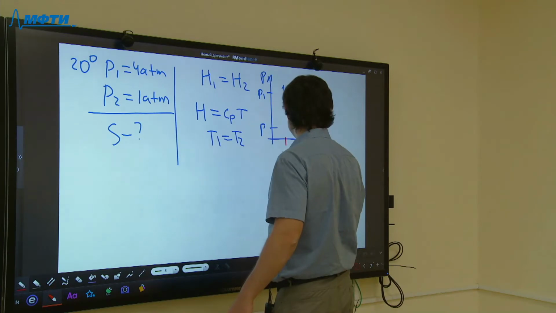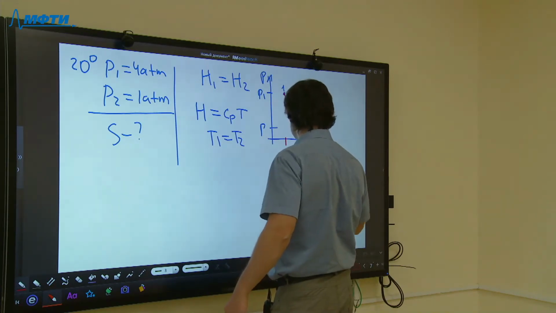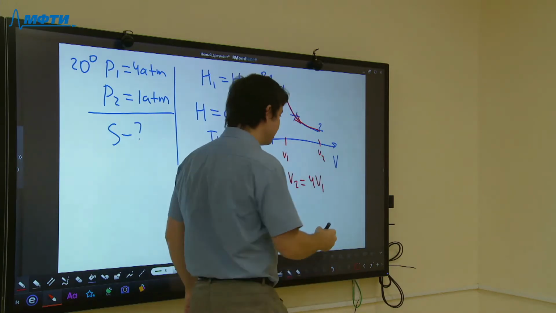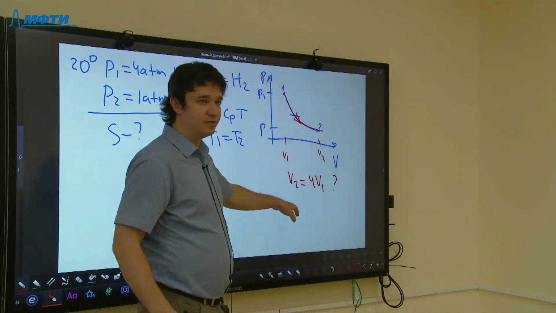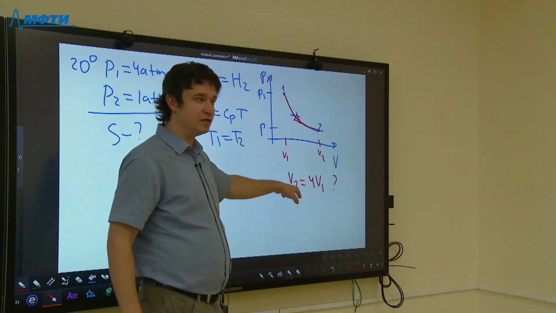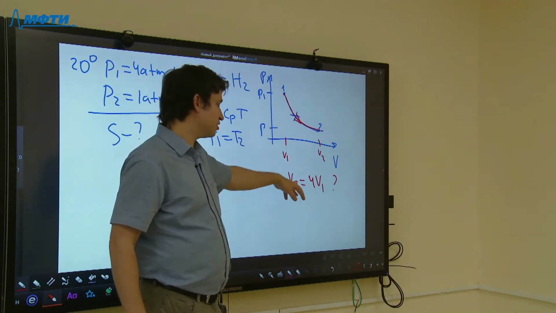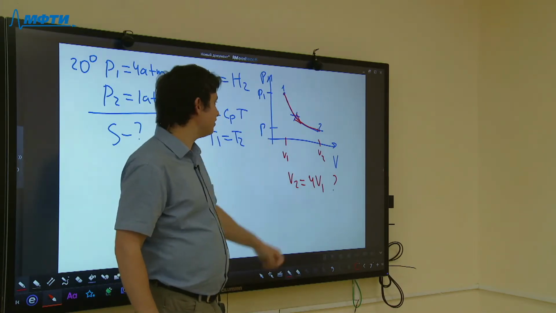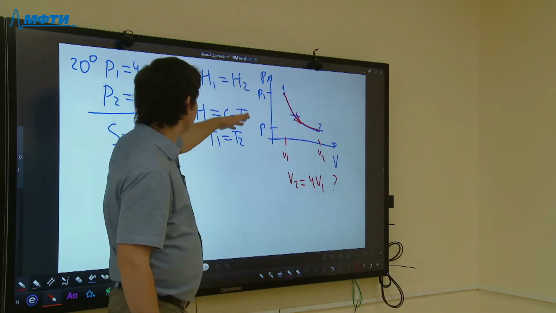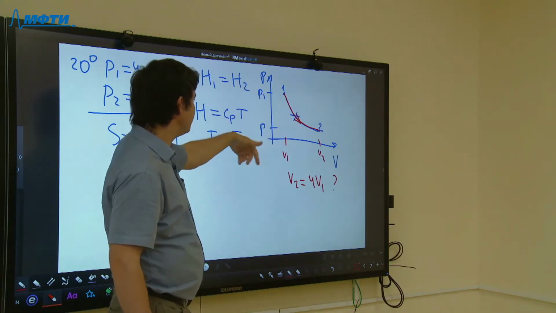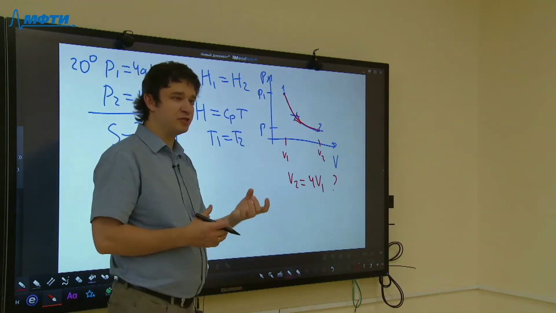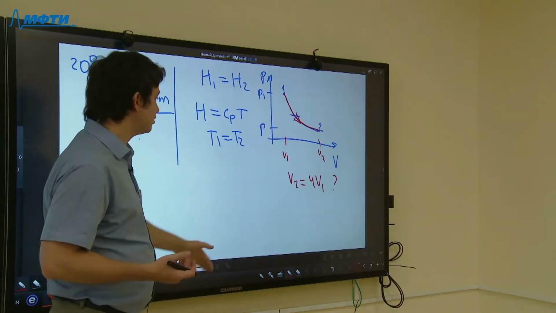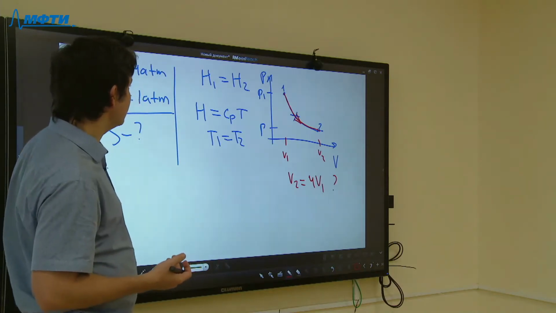And here I have V1, V2. And actually I know that V2 equals 4 times V1. Guess why? Why is the final volume 4 times the initial volume? Yeah, it's PV equals constant. So my pressure has decreased by a factor of 4. That means that to preserve constant PV, I need to increase the volume by the same factor of 4. So V2 equals 4 V1.